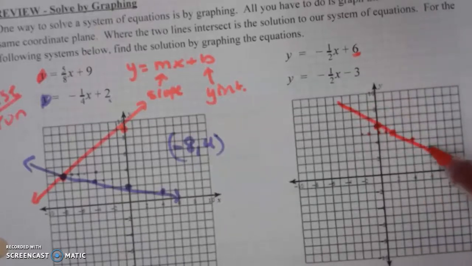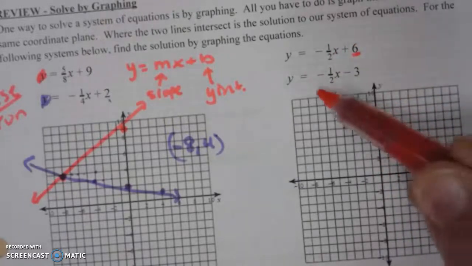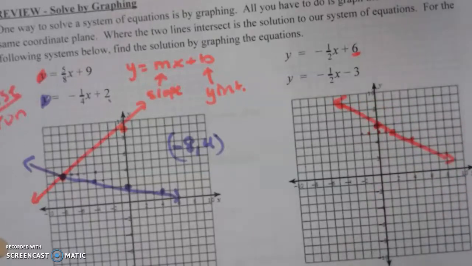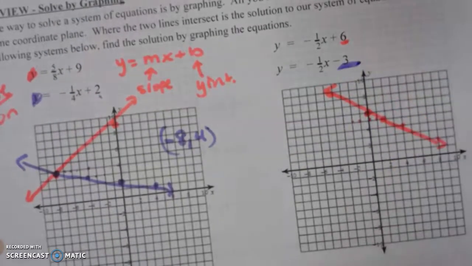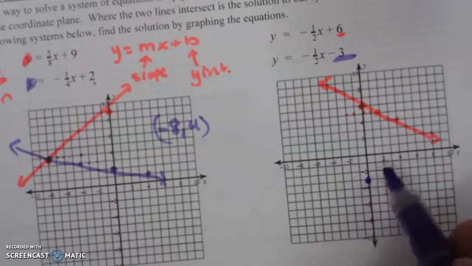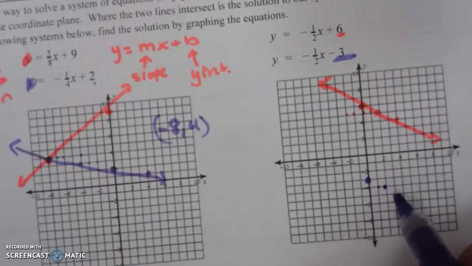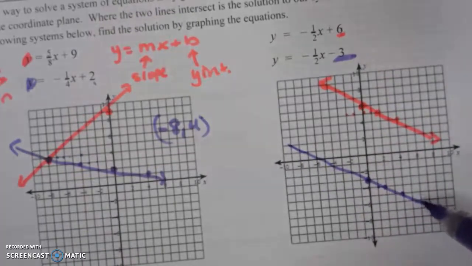And I can kind of double check that because my slope is negative and my slope is negative when the line is facing this way. Let's do the next equation. We're graphing. This time my y-intercept is negative 3, so we're going to come down to negative 3 and we're going to put a point. And my slope is the same, down 1 over 2, down 1 over 2. Okay, so that line is going to be the same, just like this.